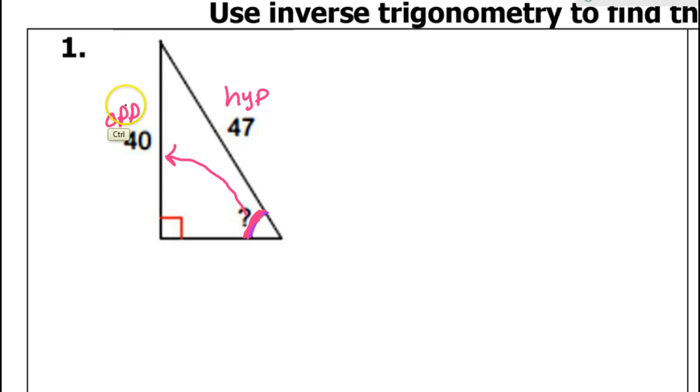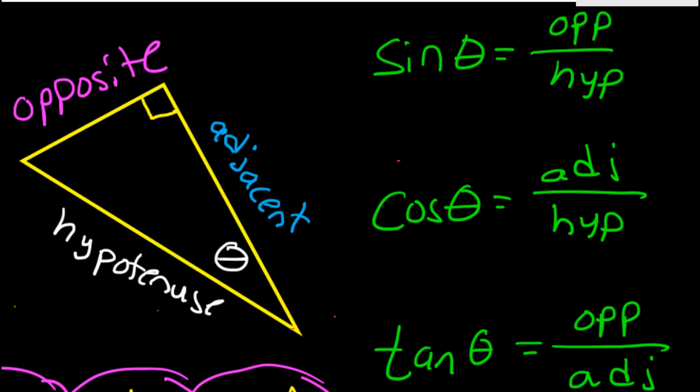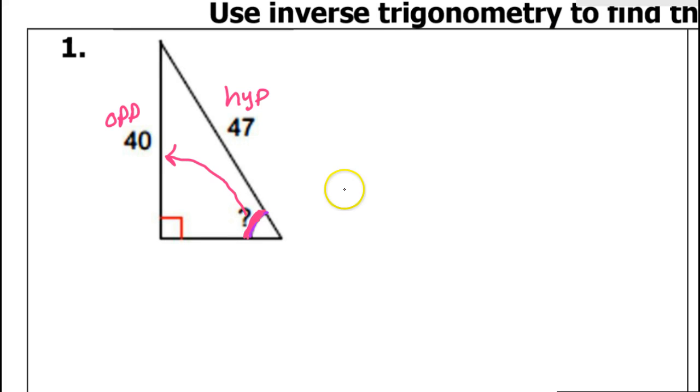All right, so we have opposite and hypotenuse. Which trig function is that? That's the sine function. So the sine of the angle is equal to the opposite leg over the hypotenuse. So let us set that up. So sine of the angle, and they've used question marks, so I guess I will too. So sine of the question mark angle is equal to the opposite leg over the hypotenuse.